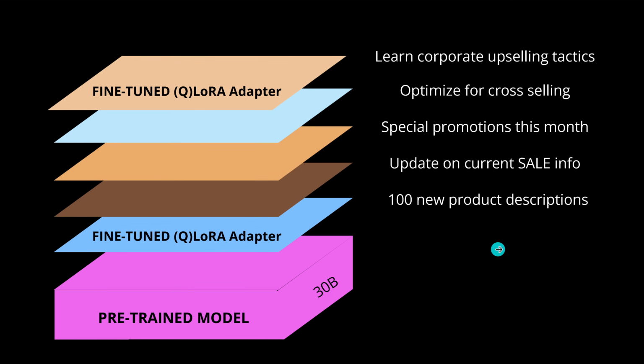Or let's take the language model. Let's say you are a company and you have 100 new products in your portfolio, and you have 100 new product descriptions available, one for each product. So you do not have to pre-train a complete model. You just take a fine-tuned LoRA adapter layer, and on this new product, you just train this little layer. Or if you want to update on current sale info, or you have special promotions this month or next month, you do not have to do the whole system.